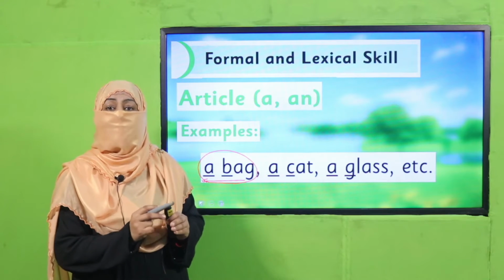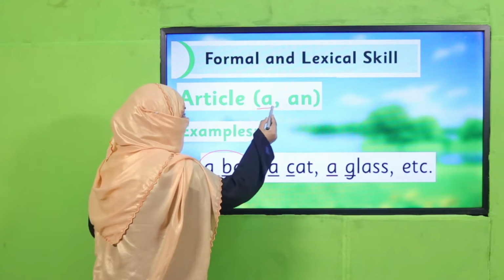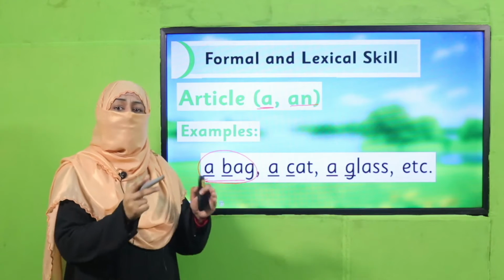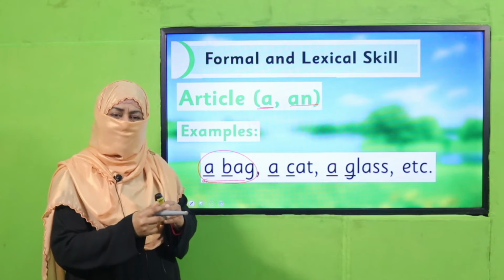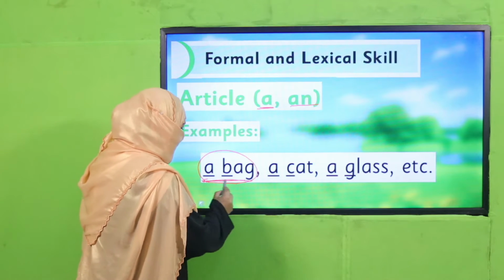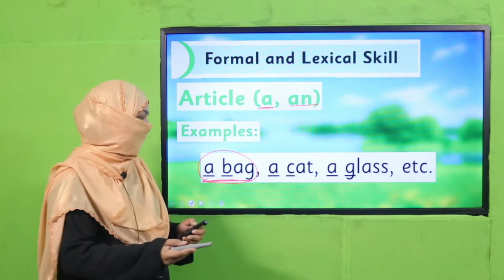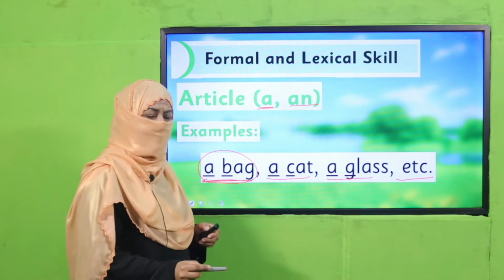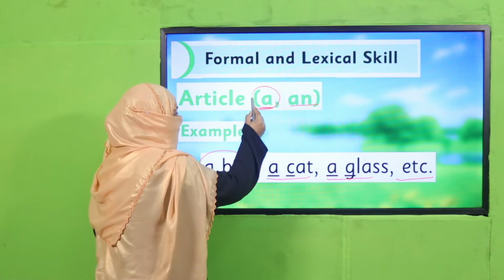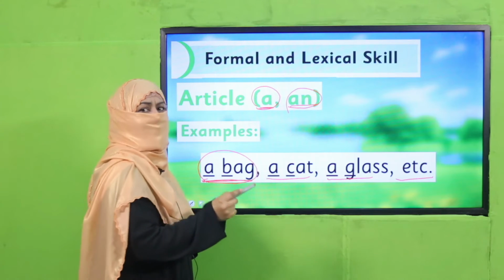So that's why a and an are known as indefinite articles. They don't have any specification. They are used with nouns in general. A bag, a cat, a glass, etc. Okay. Now this is use of a, and where do we use an?